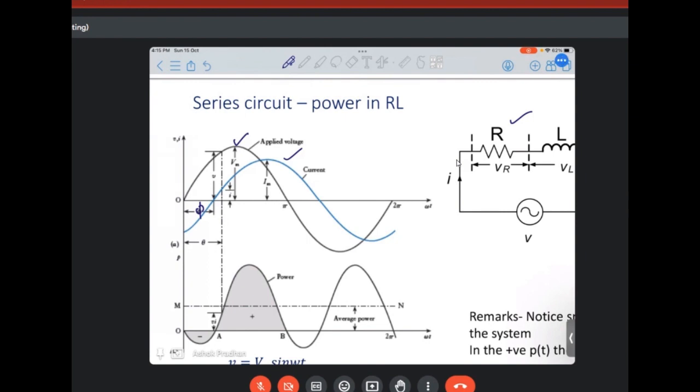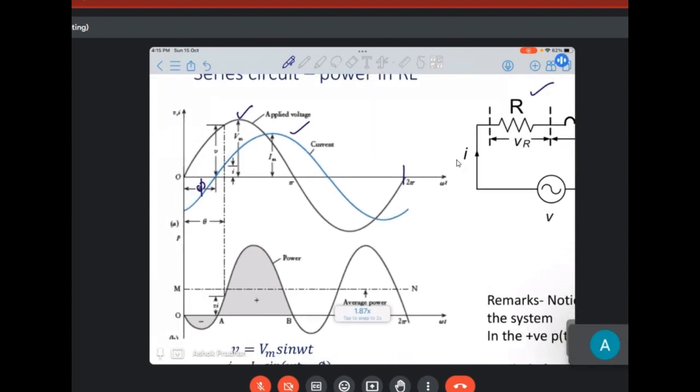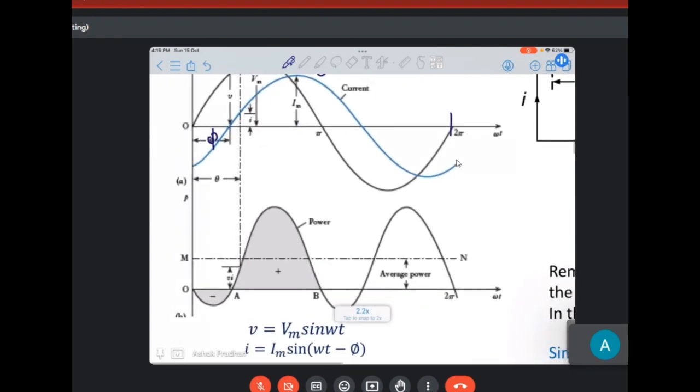Our discussion here will be confined to only 0 to 2 pi. So what happens here? When I make the product of V and I, I have to consider the corresponding plot of V into I. So I get the plot like this. This is nothing but our PT, which we were earlier discussing. We'll continue with only small PT, the instantaneous power. Earlier in the case of L and C, we saw that the positive half and negative half of PT become the same, but here it is not so.